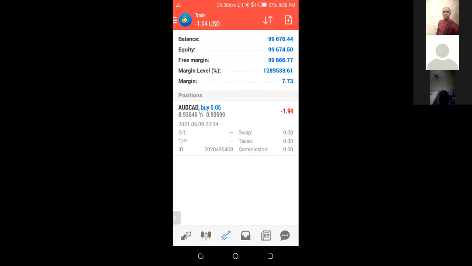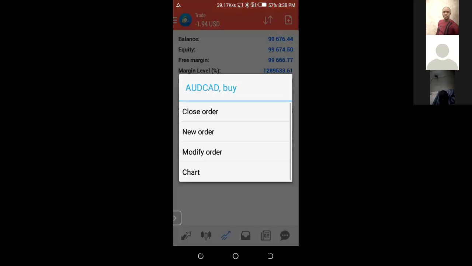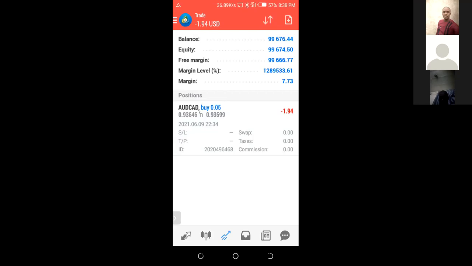Class, let us now add take profit and stop loss to this trade. Mr. Chimeze, hold that trade once and remove your hand. Hello, hold on, before you do that. Hello, can you just click away, tap your screen. Class, look at it. The entry point is 0.93646. Let's say Mr. Chimeze wants to add 10 pips. Mr. Chimeze, I'm asking you this question now. What will be your take profit if you add 10 pips to that entry point?